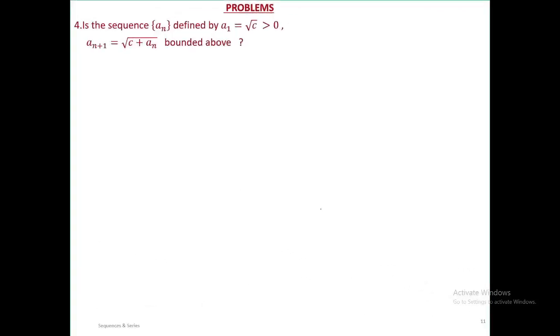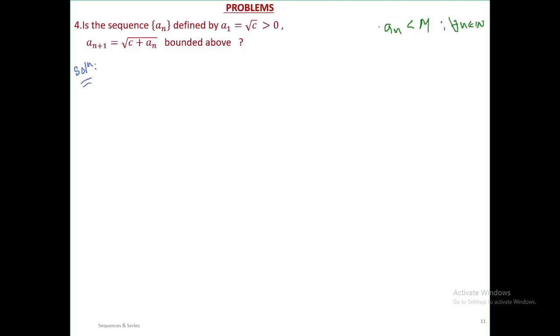And the last problem, look at this one. Is the sequence an, which is defined by this, bounded above? That means, bounded above means given sequence is an, therefore an is less than m. I need to show like this. There exists such m such that it is true for all n belongs to natural number set. Then I can say that the sequence an is bounded above.